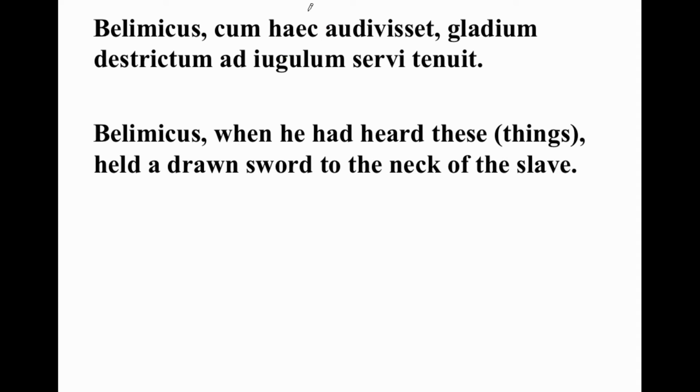He held a drawn sword to the neck of the slave, okay? Tenuit is your verb, held, okay? Gladium destrictum. Destrictum is the past participle of an active verb, drawn or having been drawn. Where did he hold it? Ad jugulum. We get the word jugular vein from this, okay? And this here, servi, this is a genitive singular, to the neck of the slave.